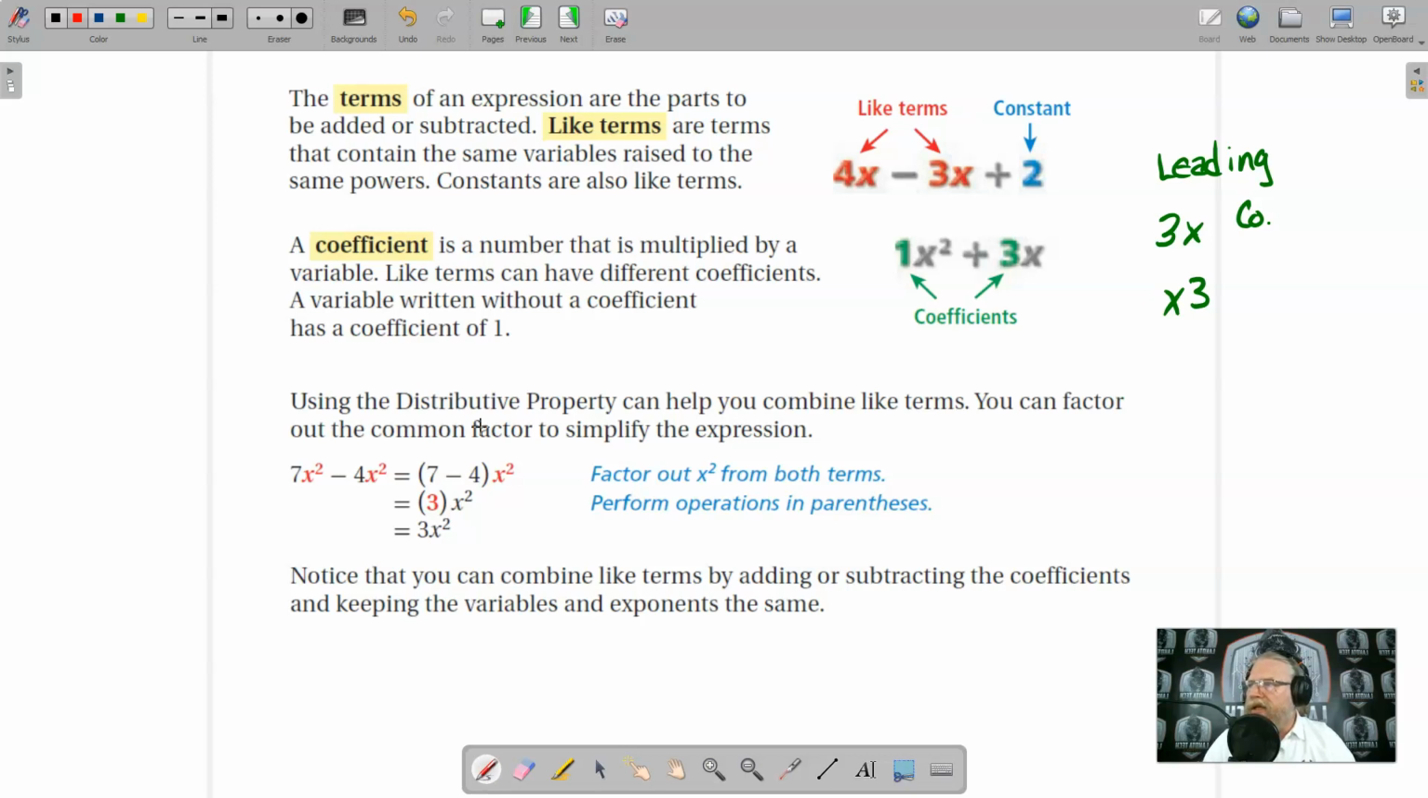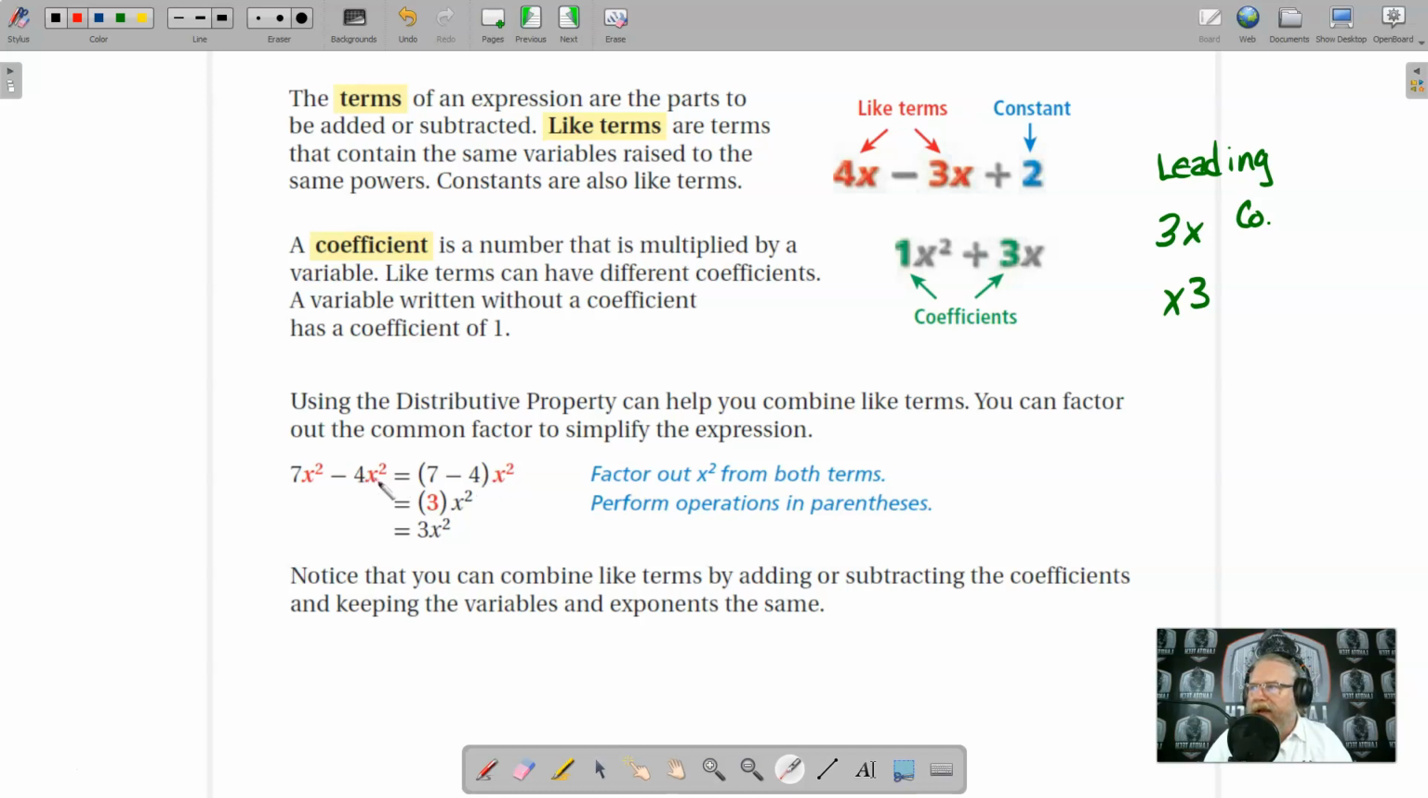All right, so using distributive property can help you combine like terms. You can factor out the common factor to simplify the expression. So here we have 7x squared minus 4x squared. Notice that they are both the same variable, x. They're both raised to the same power, power of 2. So therefore, these two are indeed like terms. So we can factor out that like term of x squared. So we kind of just pull it out of both the 7x squared and out of the negative 4x squared.